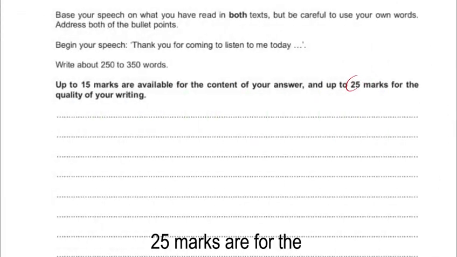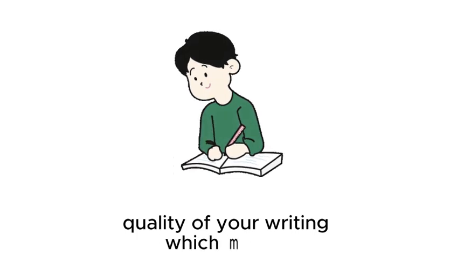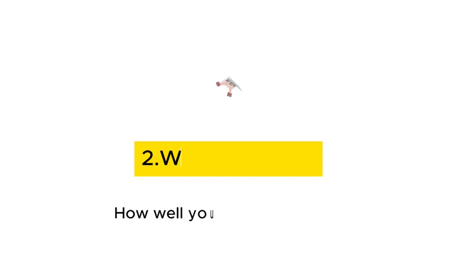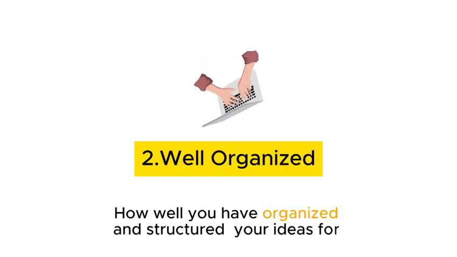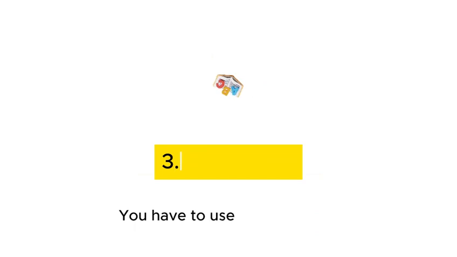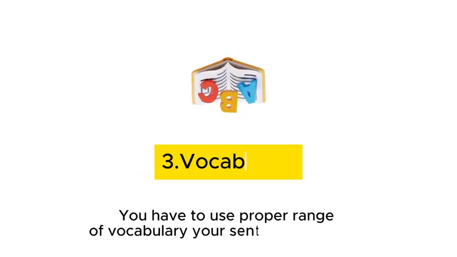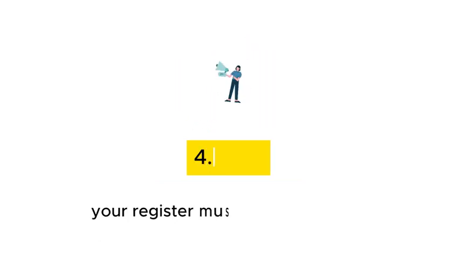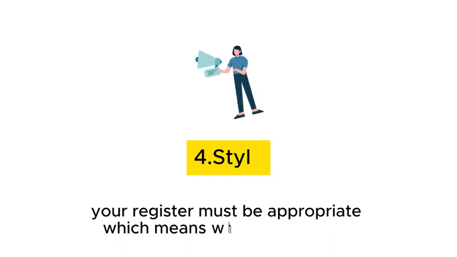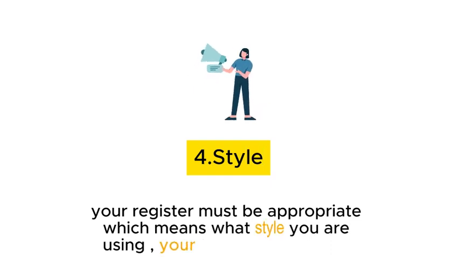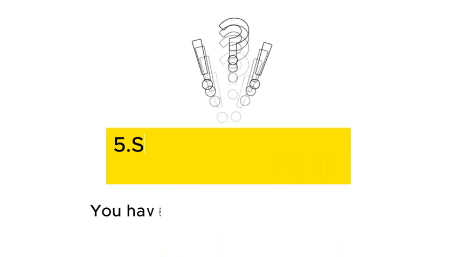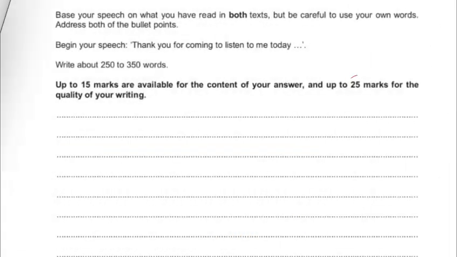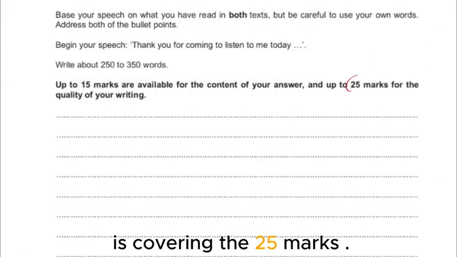25 marks are for the quality of your writing, which means how well you have expressed your thoughts, and how well you have organized and structured your ideas for deliberate effect. You have to use a proper range of vocabulary. Your sentence structure should be appropriate to context. Your register must be appropriate, which means what style you're using, your tone, your diction. You have to make accurate use of spelling, punctuation, and grammar. So, all this is covering the 25 marks.